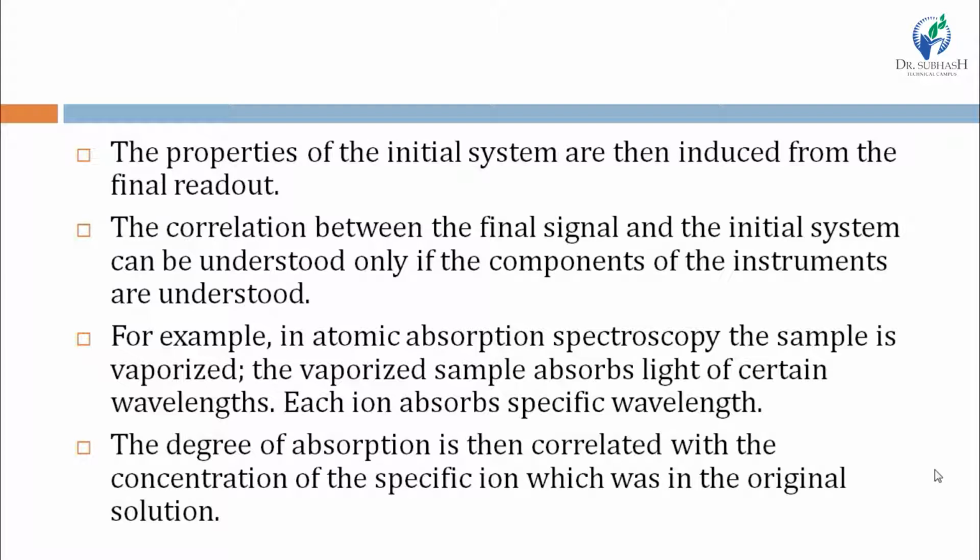And the degree of absorption means how much amount of light is absorbed. The degree of absorption gives information about the concentration of that specific ion. If more light is absorbed, then obviously the concentration is higher. If less light is absorbed, then the concentration is lower. So the degree of absorption gives information about the concentration of that specific ion.